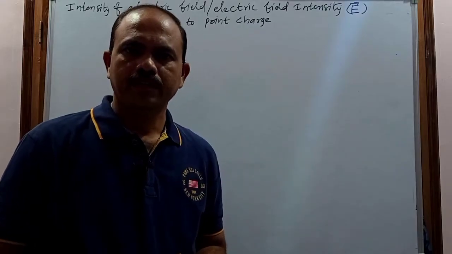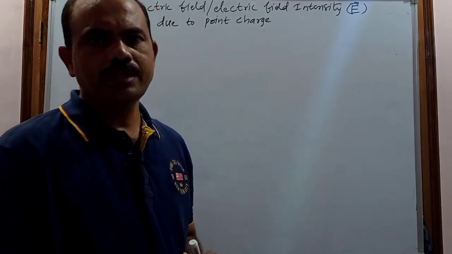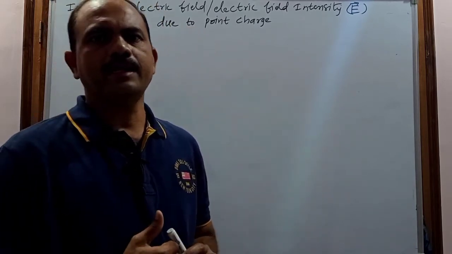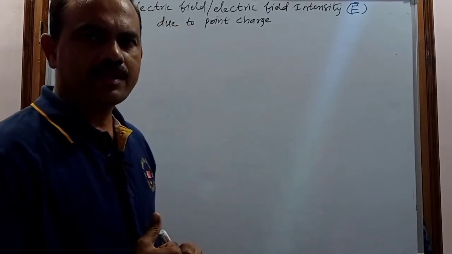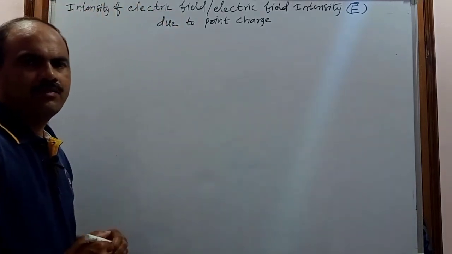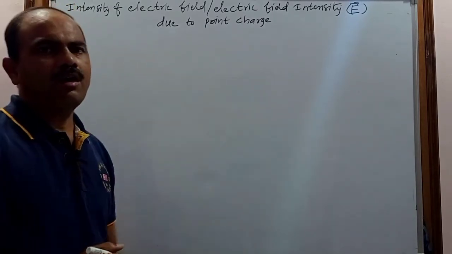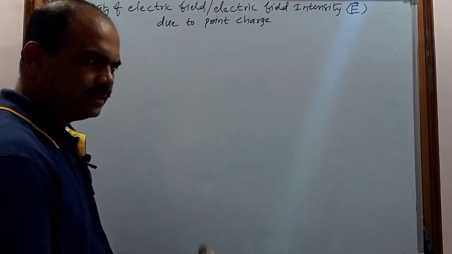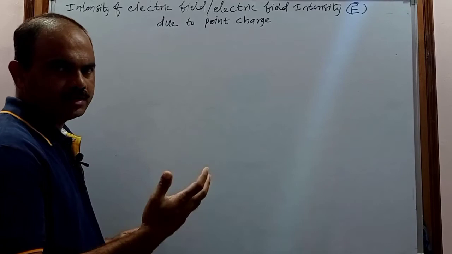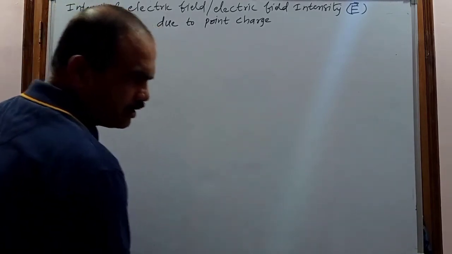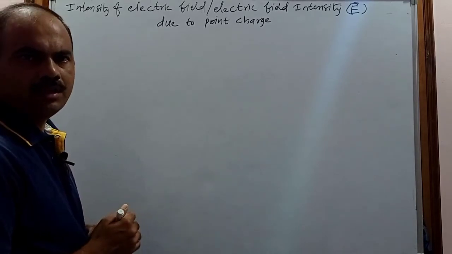Hello children and viewers. In the previous class I explained what an electric field is, what electric field lines of force are, and the properties of electric field lines of force. Now in this class we are going to discuss the intensity of the electric field, or electric field strength, which is nothing but the influence of the electric field at a point. That influence of the electric field at a point can be determined by finding the intensity of the electric field.